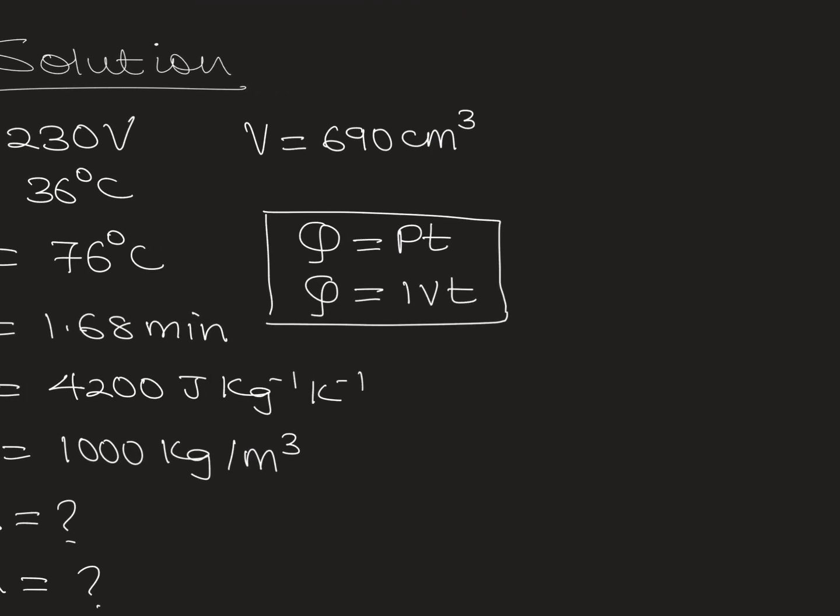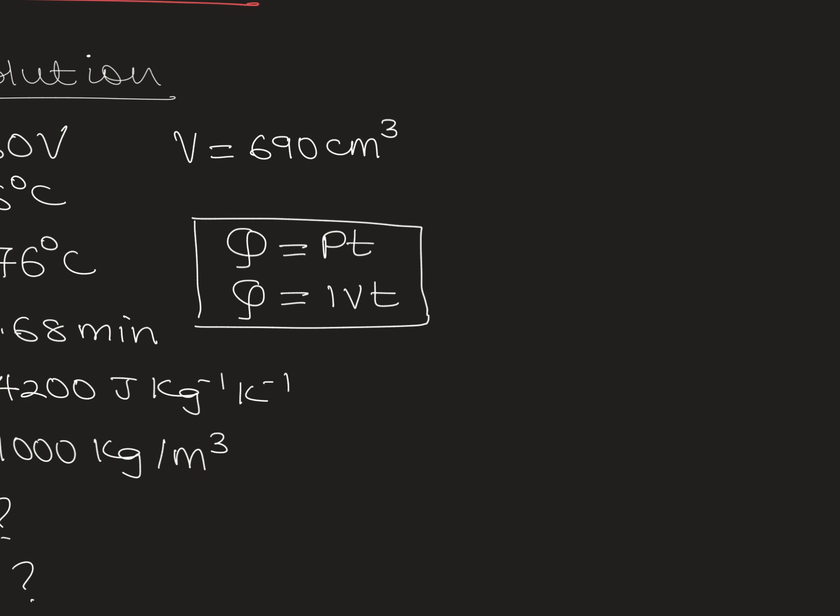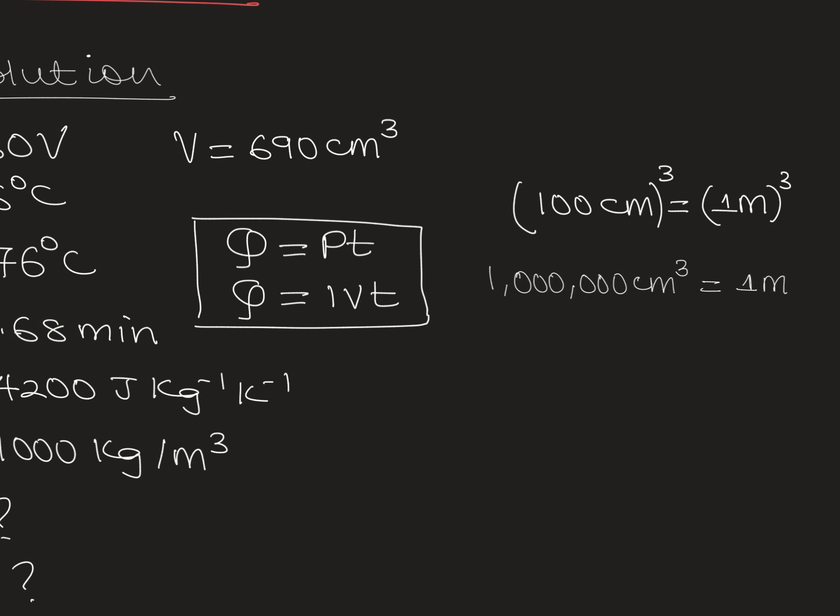So what I will first do is calculate the mass of the water here. I have to convert volume from centimeter cube to meter cube. I know that 100 centimeters is equal to 1 meter, but since we are dealing with cube, if I cube both sides, 100 centimeter cube will be equal to 1 meter cube. So what is 100 cube? That is going to be 1 million.